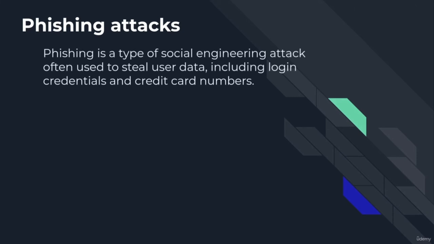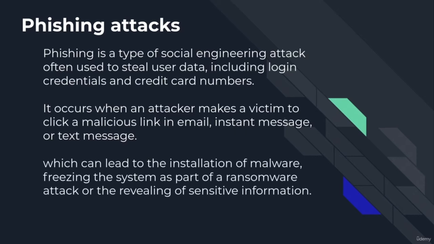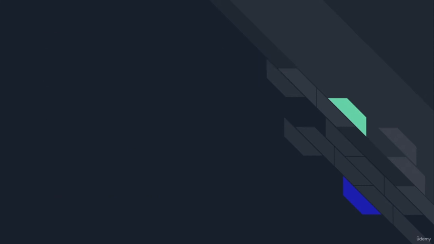Phishing attacks. Now it is a type of social engineering attack often used to steal user data, including login credentials and credit card numbers. It occurs when an attacker makes a victim click a malicious link in an email, instant message, or text message, which can lead to the installation of malware, freezing the system as part of a ransomware attack, or revealing of sensitive information. Now malware is malicious software, and ransomware is actually a type of malware. It is used to encrypt all of the system data, and you need to pay money to get the decryption key. We will talk about them later on, no worries.